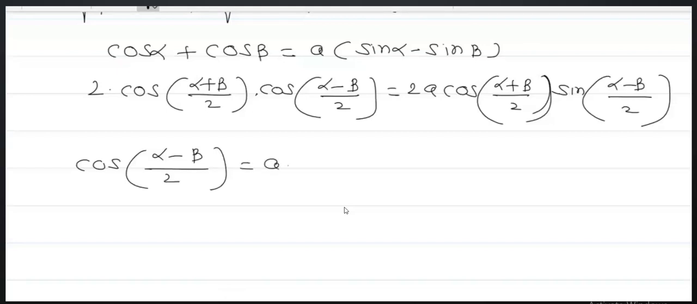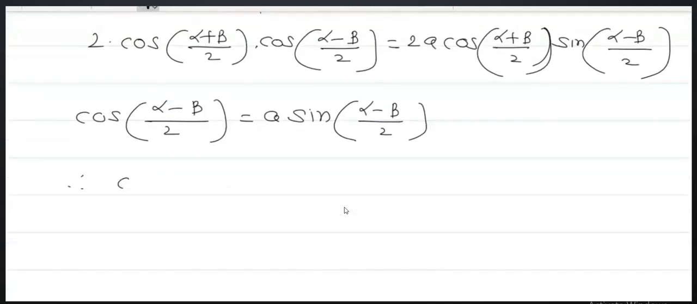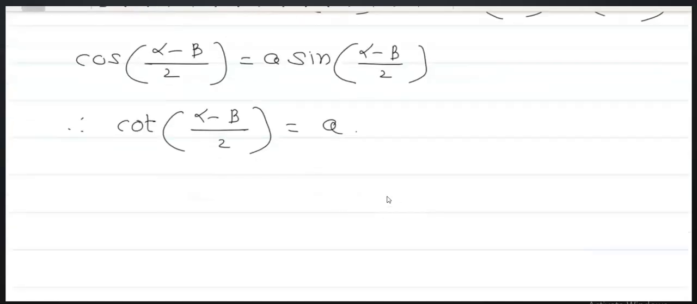is equal to a sin of (alpha minus beta) upon 2. Cos of (alpha plus beta) upon 2 on both sides gets cancelled, and that's what you will get. That is, cot of (alpha minus beta) upon 2 is equal to a. Normal simplification is here. Therefore, (alpha minus beta) upon 2 is equal to cot inverse of a.